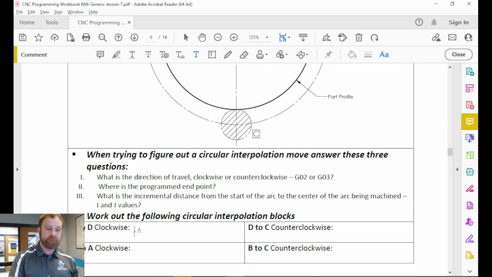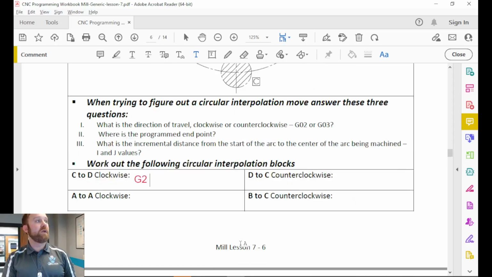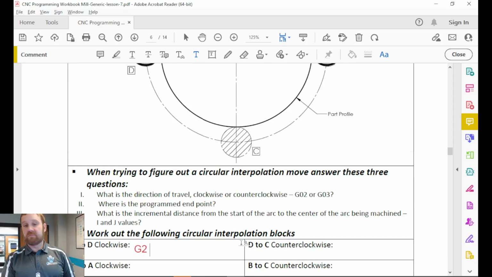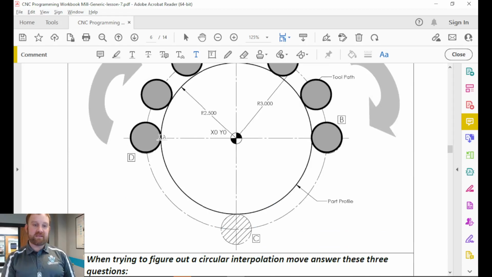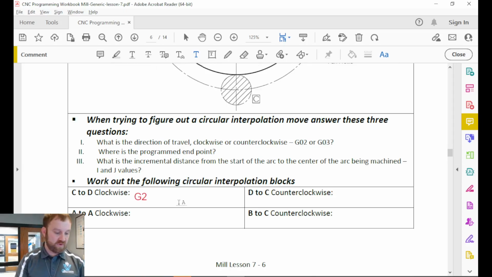So I'm going to do C to D with you, and then I'm going to let you, using your other workbook pages, plug in what it wants to know. From C to D going clockwise, I know for a fact that the first thing it wants is a G2, clockwise. Then the next thing it wants is the endpoint, the X and Y endpoint for D. So if I look at D, D is X minus 3, Y 0. So that's what I would put next, X minus 3, Y 0.